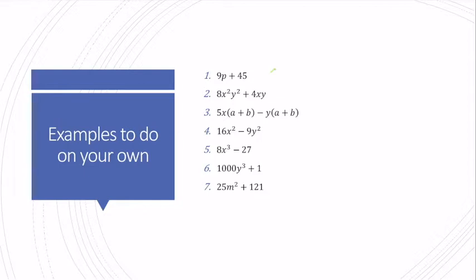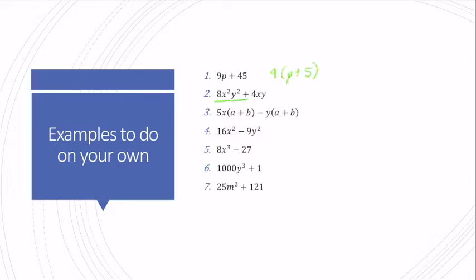This next one, we're also going to be factoring out the greatest common factor. The greatest common factor is 4xy, so I'm left with 2xy plus 1. Same thing here, greatest common factor of a plus b, so I've got 5x minus y times a plus b.